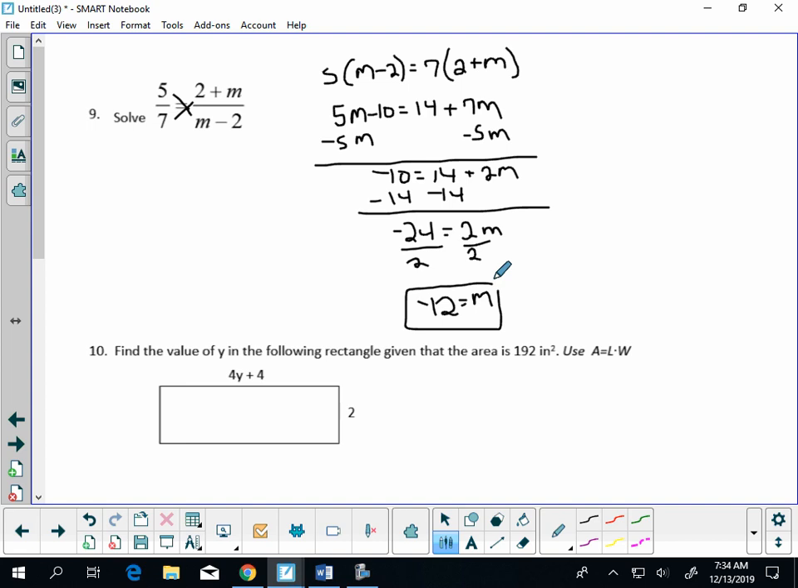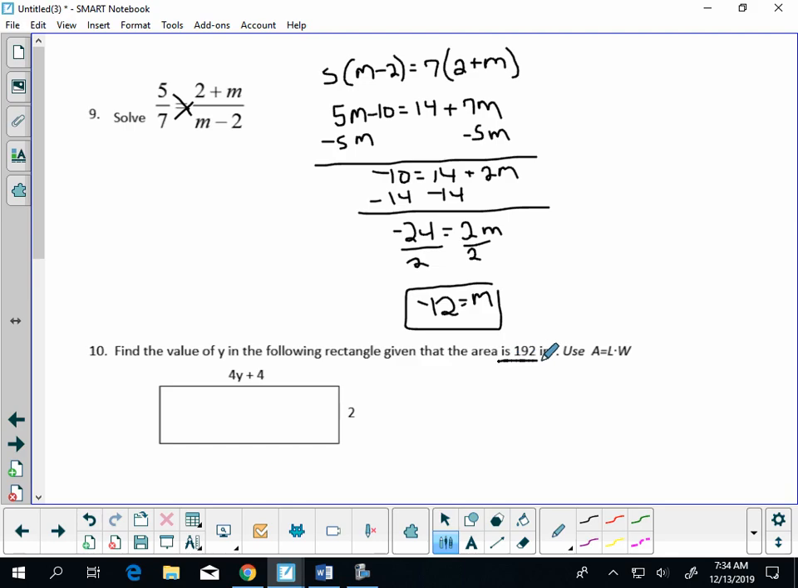On number 10, this one looks like it's going to be hard, but it's pretty easy. They're giving you the length and the width, and then they tell you the area. So we know length times width equals area, so length times width equals my area, which is 192.